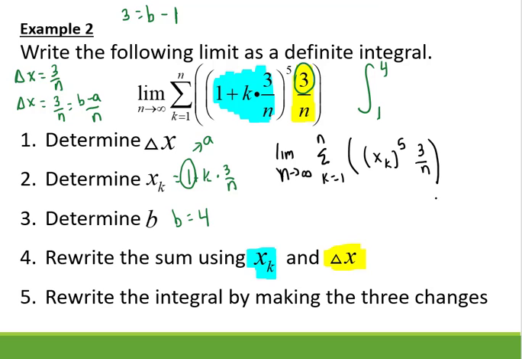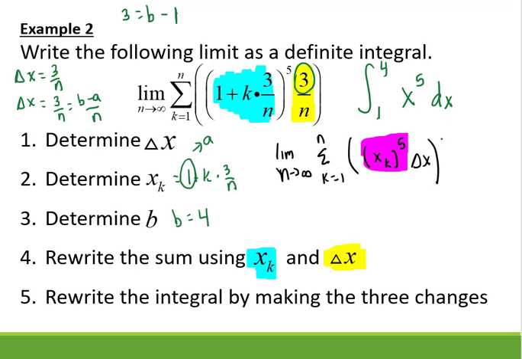Now you can hopefully see that your function is something to the fifth power. Oh, I did something wrong here. I wanted to make that delta x. So my function is x to the fifth power, so that becomes that piece, and then dx. That dx is really important. If you're not writing the dx, you're going to get points taken off. Every time we have an integral, I want you writing that dx in there. So that's how you would do this type of problem.